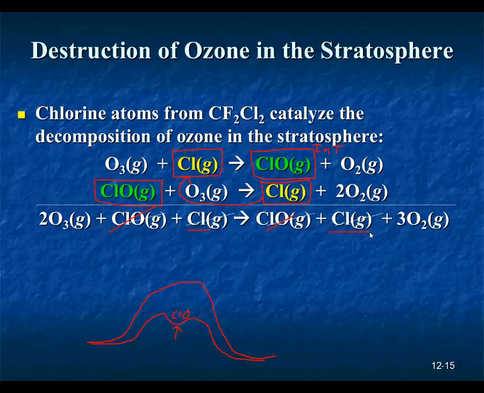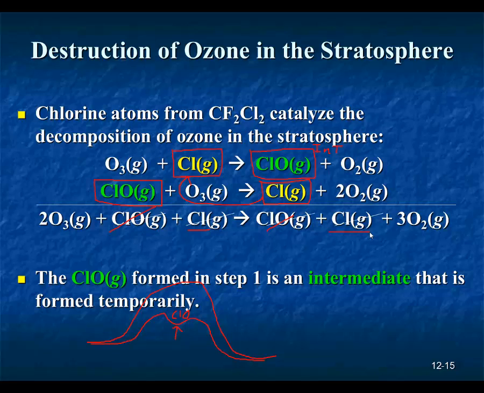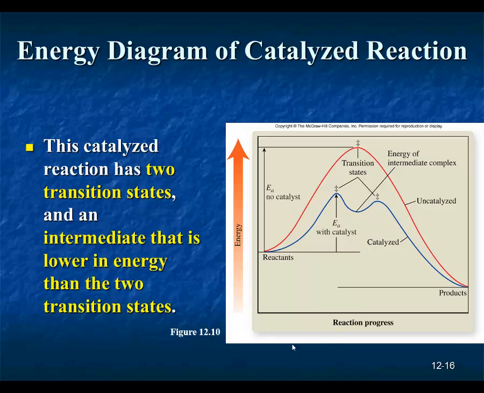So in all these cases, if I were to remove the intermediate and remove the catalyst, we can see that the chlorine monoxide is formed in step 1 as an intermediate. It's only formed temporarily, but the overall reaction is only forming diatomic oxygen in a sped up process where the reaction rate is increased.